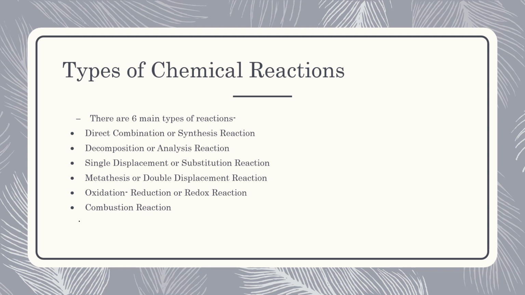Actually, we only have five of them, but I have included combustion reaction as I thought that it would be important for us to know. So there are six main types of reactions. The first one is direct combination or synthesis reaction. Actually, we only have it as combination reaction, decomposition, displacement, double displacement, oxidation, and reduction. But I have also given the other name so that if in the exam we get the other name, you won't be confused. So the direct combination reaction or the synthesis reaction we can say.